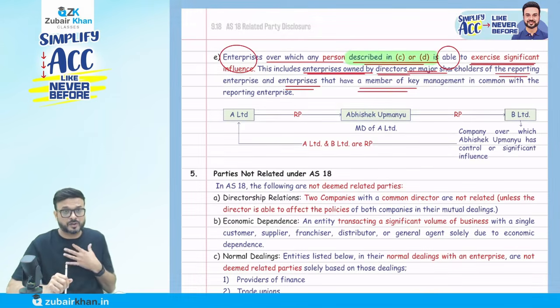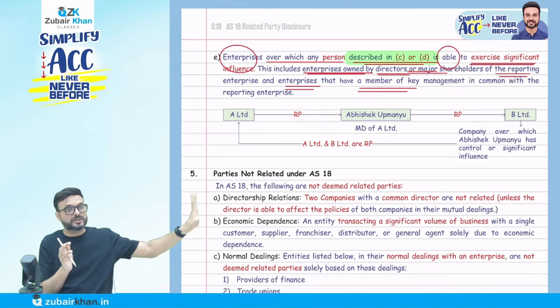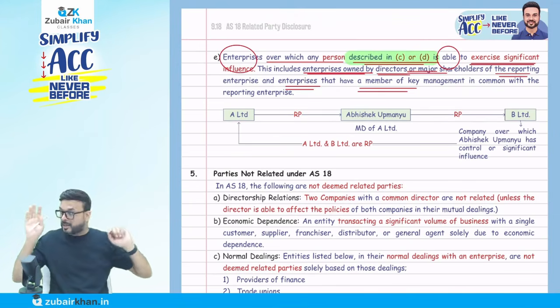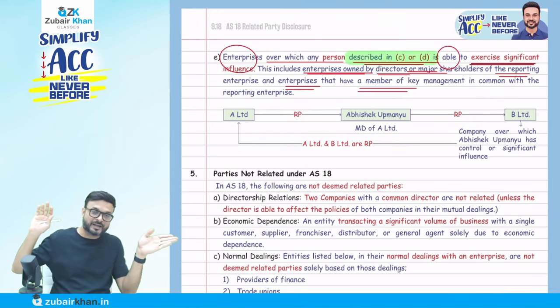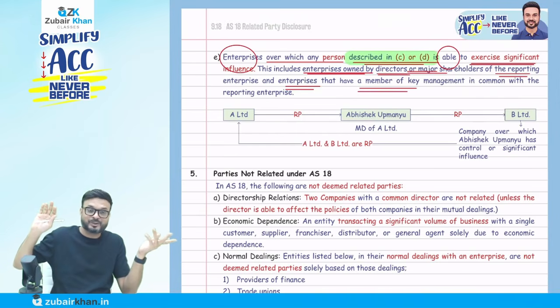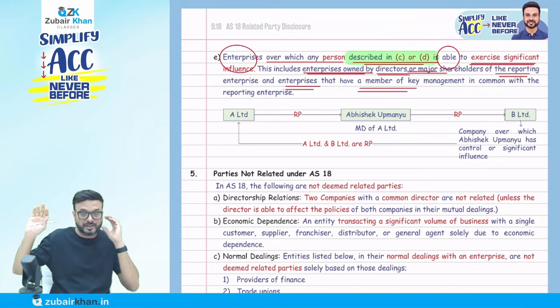Suppose you are the MD of A Limited and you hold 100% shares in some other company. What is going to happen? You can influence the decision. You will tell A Limited, listen, I'm the MD of the company, purchase the raw material from B Limited only, because I control that company or I have significant influence, or my relative has significant influence on it. So I will try to make a profit for my relative, or I have significant control over them.